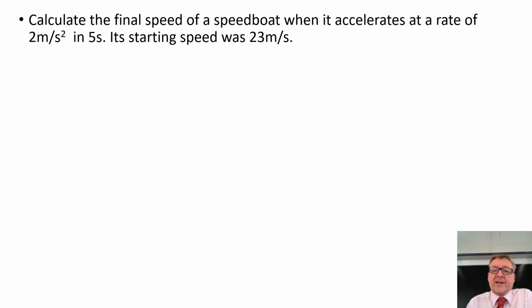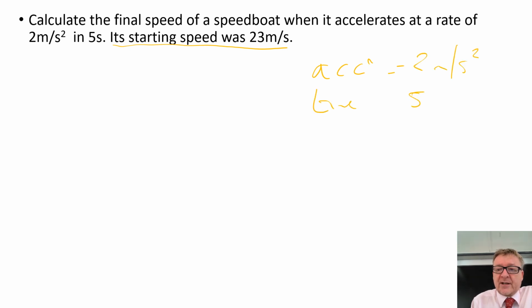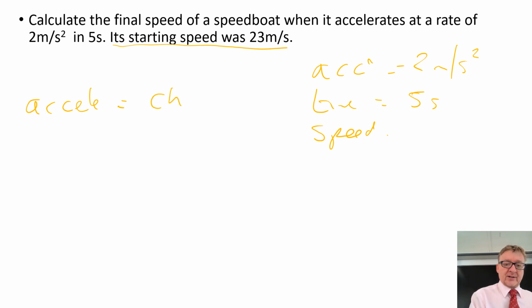Calculate the final speed of a speedboat when it accelerates at a rate of 2 meters per second in 5 seconds. Its starting speed is 23 meters per second. Right, so we've got acceleration equals 2 meters per second squared. Time is in seconds, and there's 5 of them. And then we've also got speed. Right, so acceleration equals change in velocity divided by time taken to change.